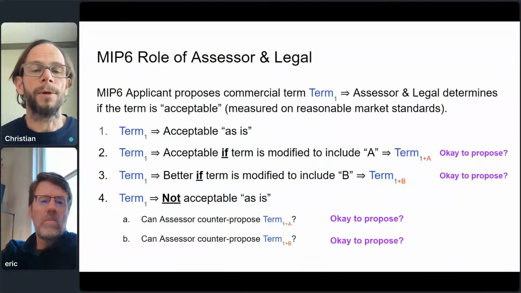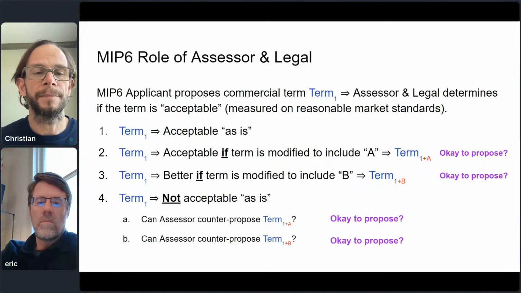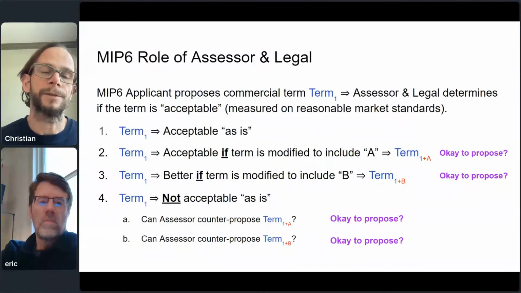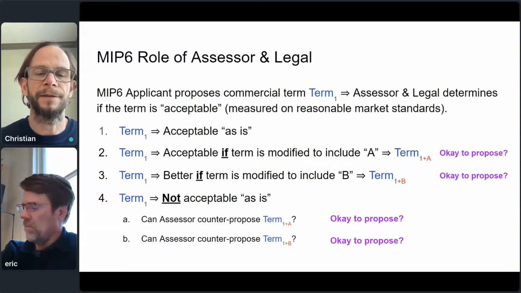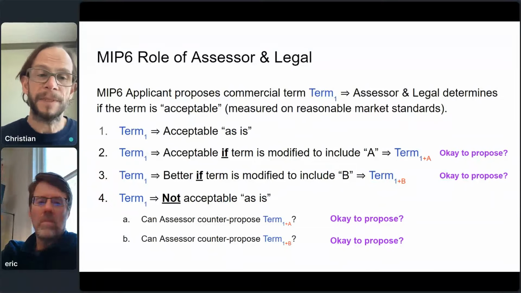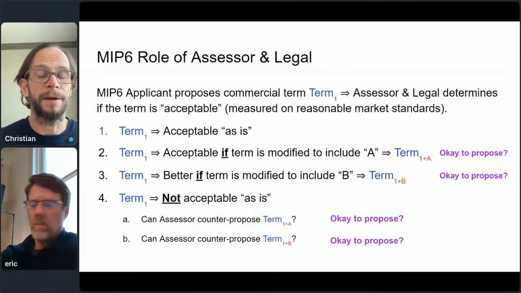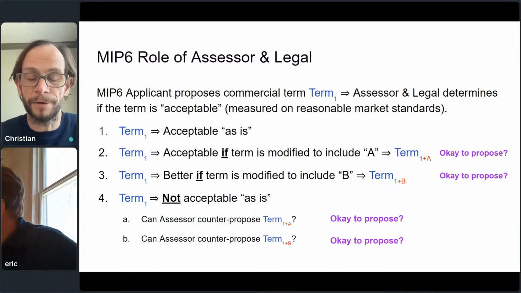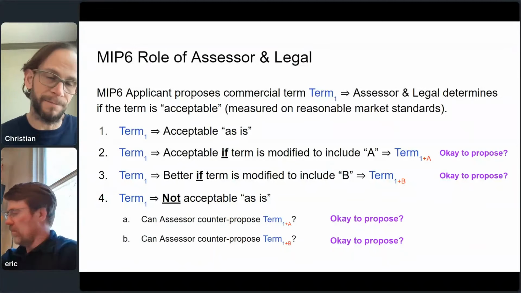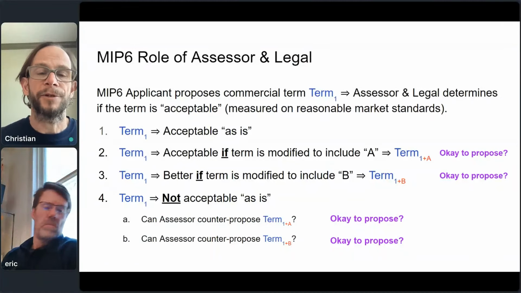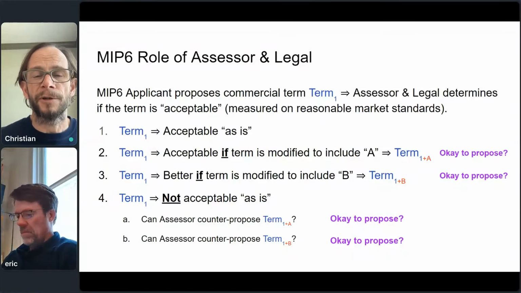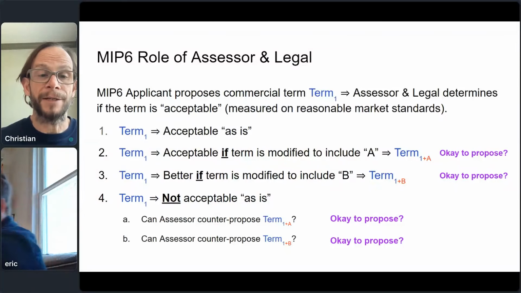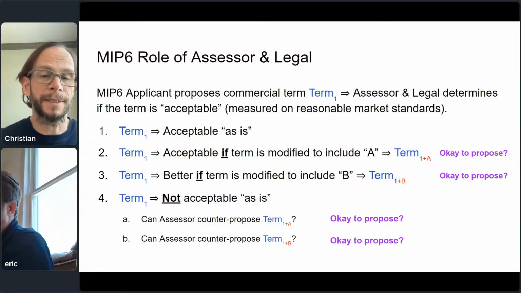So what is the role of the real-world finance team and the legal and transactional services team? Let me give you an example. A MIP6 applicant proposes a commercial term. By the way, there are hundreds of terms in a transaction, but just for example, you have term one. The first thing we do is determine whether that term is, quote, acceptable.